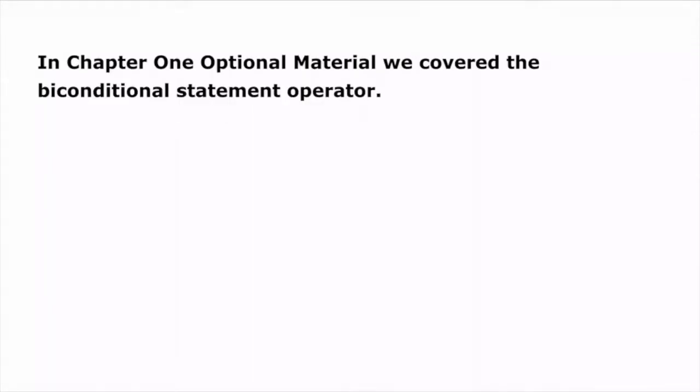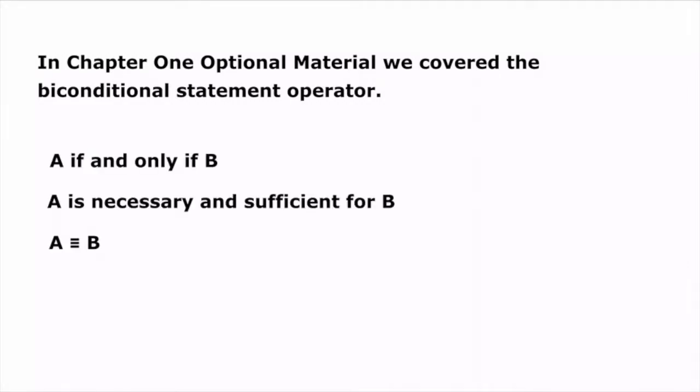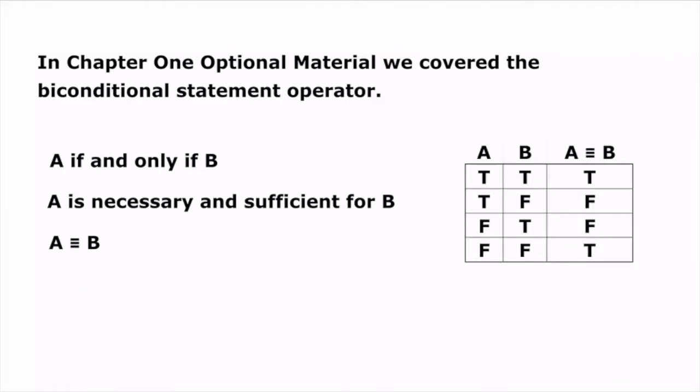So the first topic is the biconditional truth function. And in the Chapter 1 optional material, we discussed the biconditional operator. And it was translated from natural language expressions like A if and only if B, A is necessary and sufficient for B. And the symbol that we used for that was this triple bar. So that's our symbol for the biconditional operator. The truth function is this.